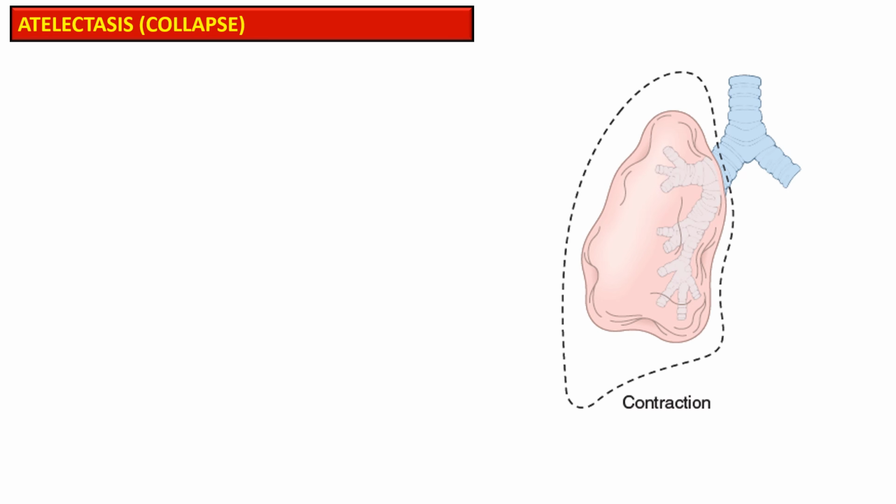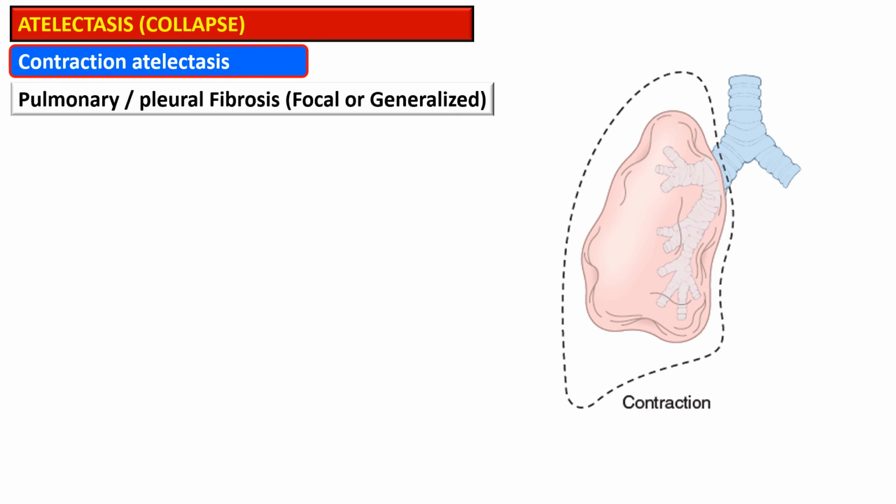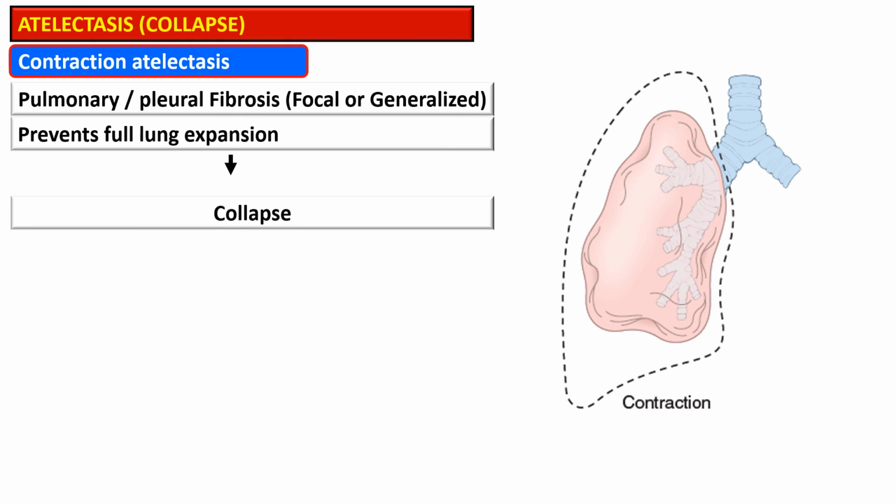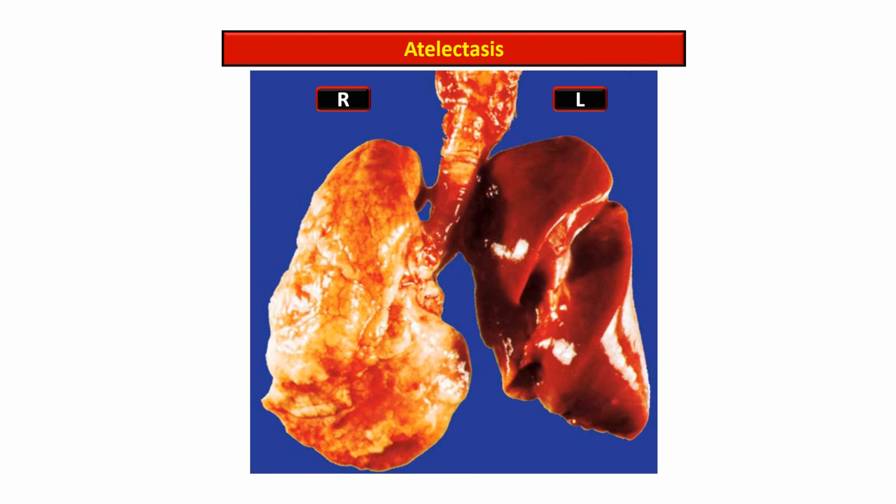The third variety, contraction atelectasis, is due to focal or generalized pulmonary or pleural fibrosis that prevents full pulmonary expansion, and this is responsible for collapse of the lung. So this is the gross appearance of the lung. The right lung here in this infant is pale and expanded, while the left lung is collapsed or atelectatic.